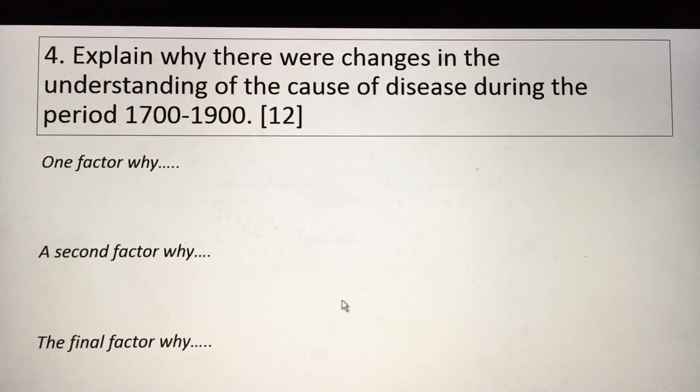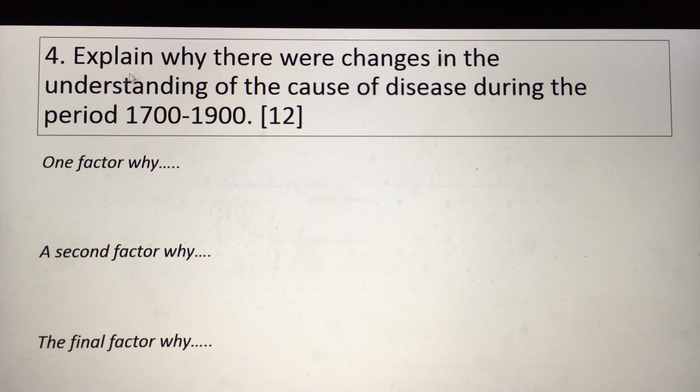Okay, moving on. Question 4. Question 4 will always be an explain why question. Explain why. And in this case, it is explain why there were changes. This might be continuity, but in this case it's changes in the understanding of the cause of disease during this period. It will always give you a period. That period could be 400 years, it could be 200 years, it could be 100 years. But in this case, we've got 1700 to 1900.